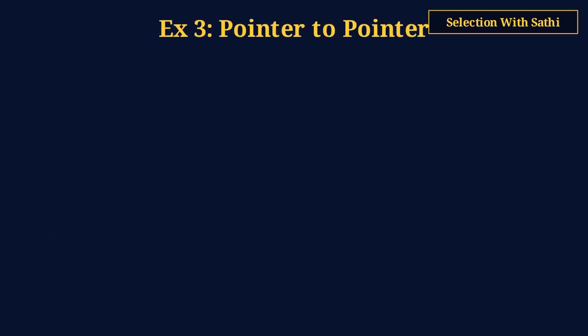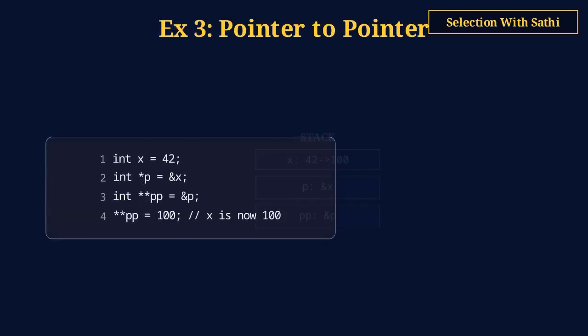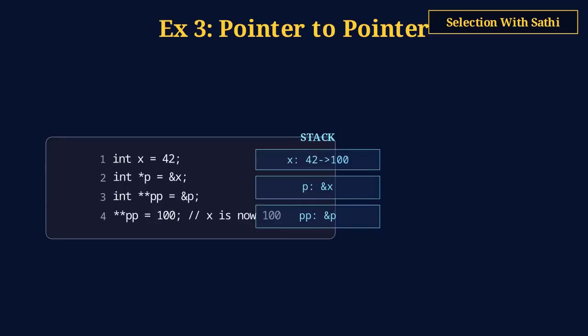Third example, pointer to pointer, also called a double pointer. We have int x = 42, int *p = &x, and int **pp = &p. *pp gives us p, which is the address of x, **pp gives us *p, which gives us x, which is 42.